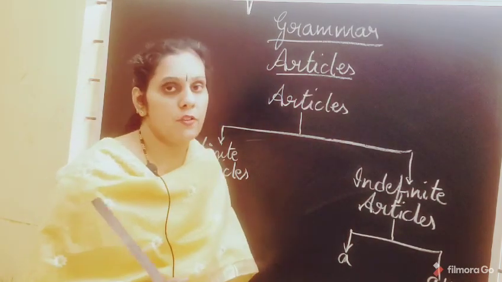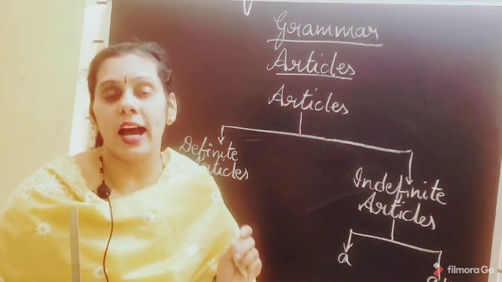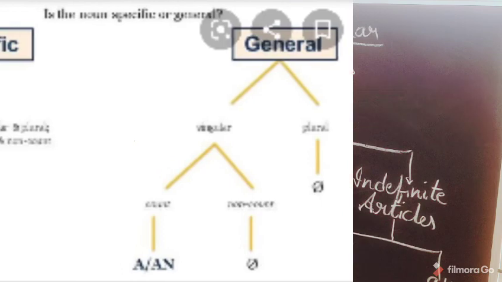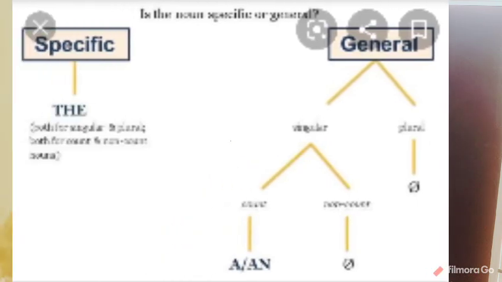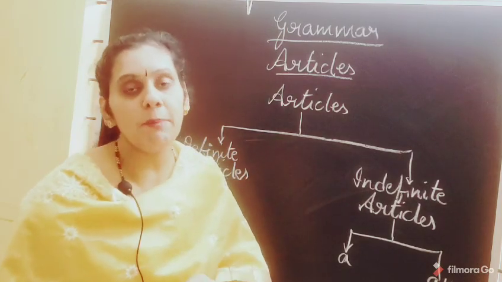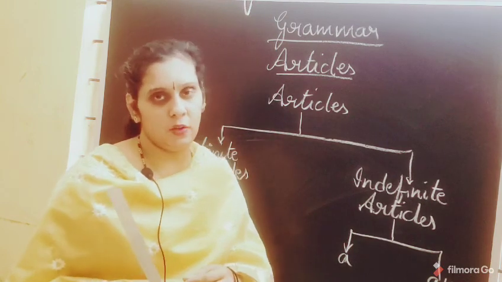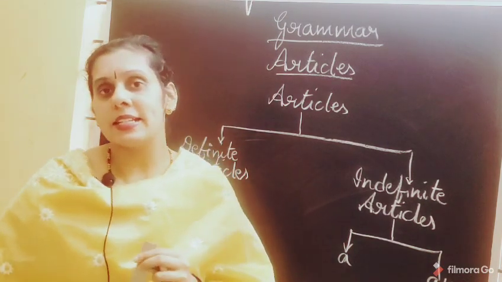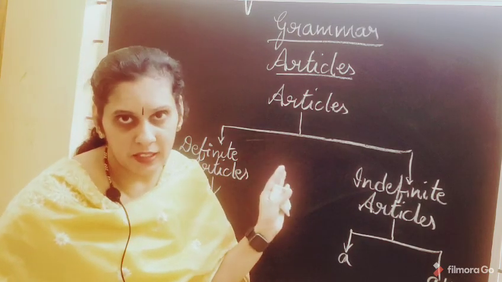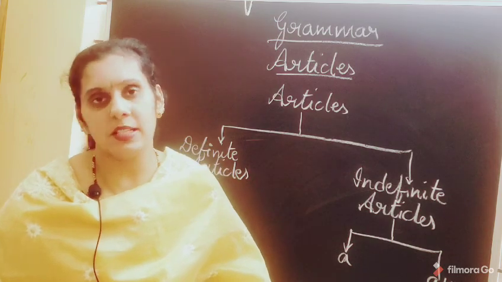What are articles? First of all, articles are words that define whether a noun is specific or non-specific. Specific means it tells about a particular thing. Non-specific means it will be a general thing. So articles tell us whether a noun defines a specific, particular thing, or a general thing.